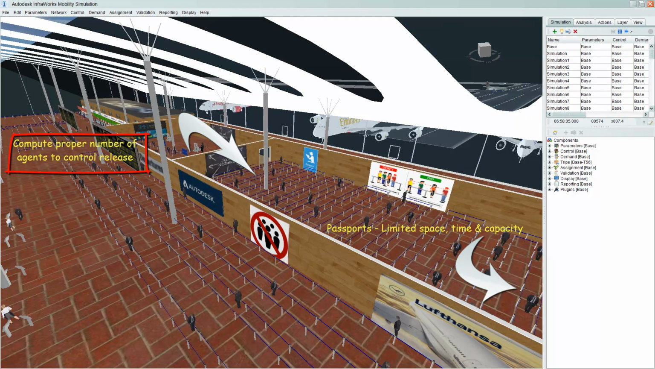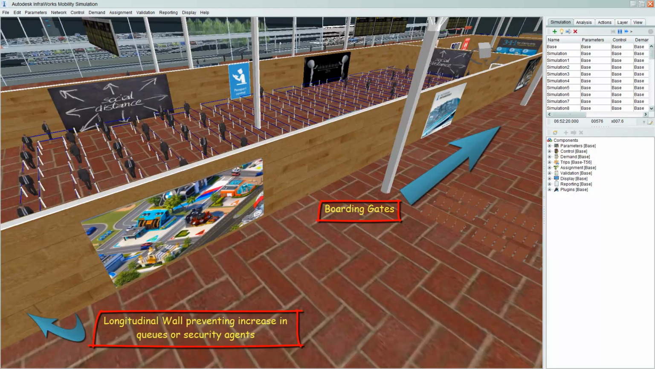Furthermore, passport queues won't only have to be designed to safely hold passengers, but also need to withstand the flow and velocity of people security constantly provides. A longitudinal wall also limits the space to place additional agents and the ability to increase queue lengths.